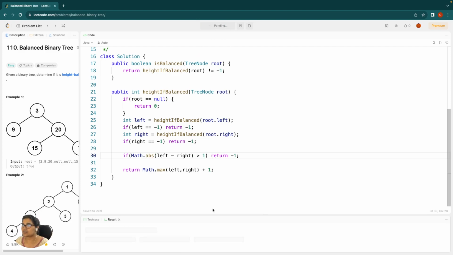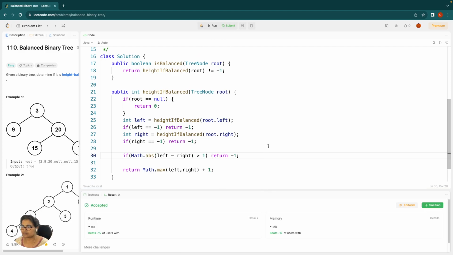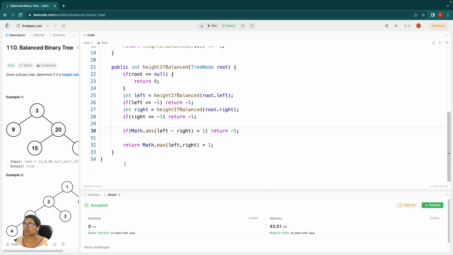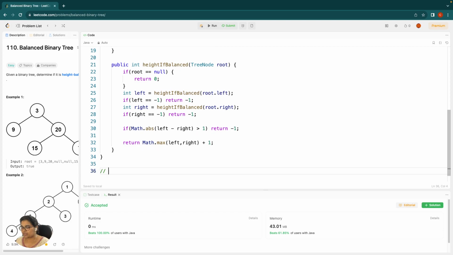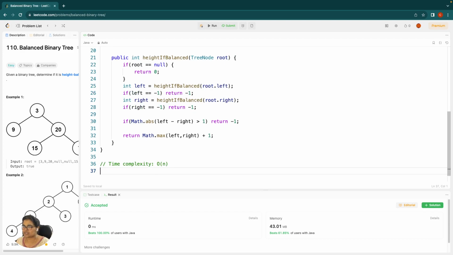Okay, let's submit and see. Yeah, so it ran fine. It ran all the test cases fine. So what is the time complexity of this method? Time complexity is same as the height algorithm, which is order of n. We just made some optimizations to the height algorithm. Okay, and the space complexity is also same as height, which is order of n, because it is a recursive one and there will be stack trace.